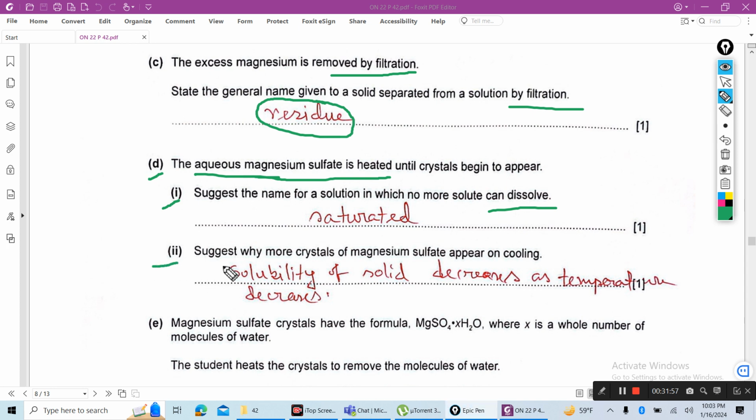Number 2, suggest why more crystals of magnesium sulfate appear on cooling. Because solubility of solid decreases as temperature decreases. When temperature decreases, solubility decreases. That's why solid is formed. More solid forms as temperature decreases.